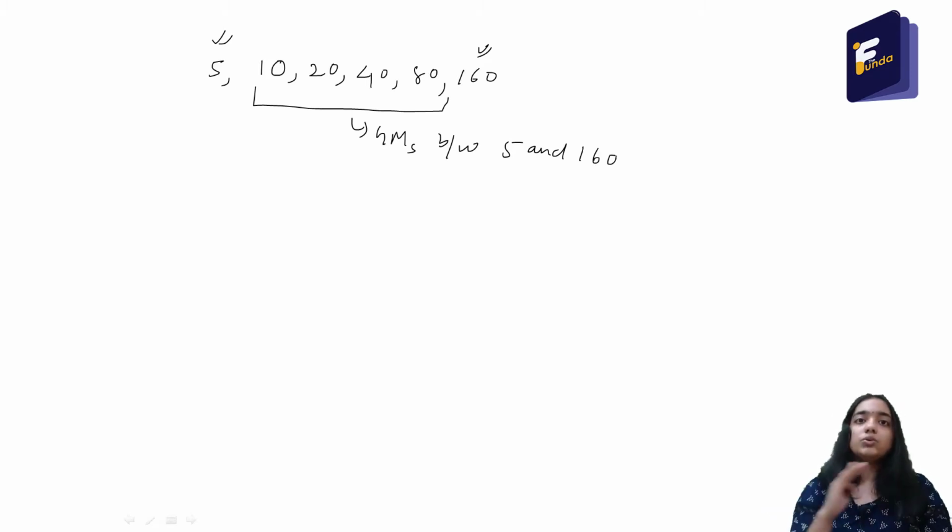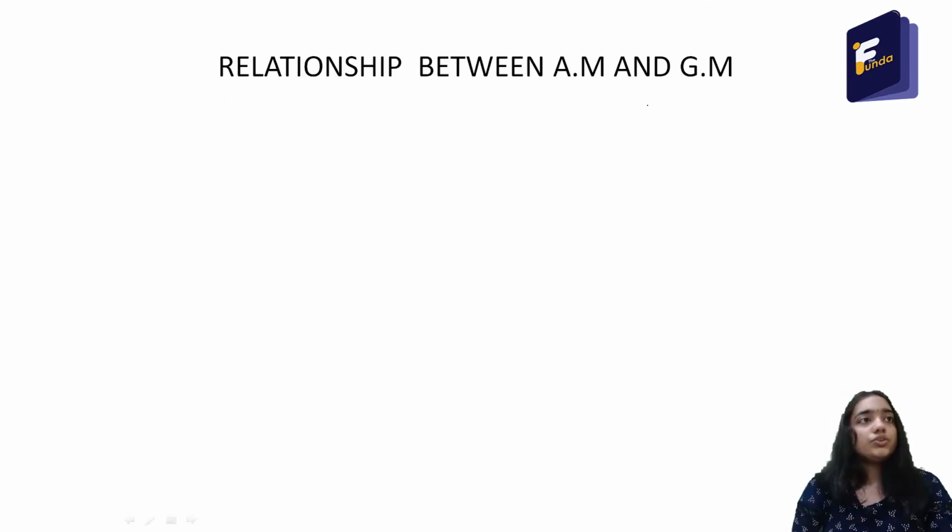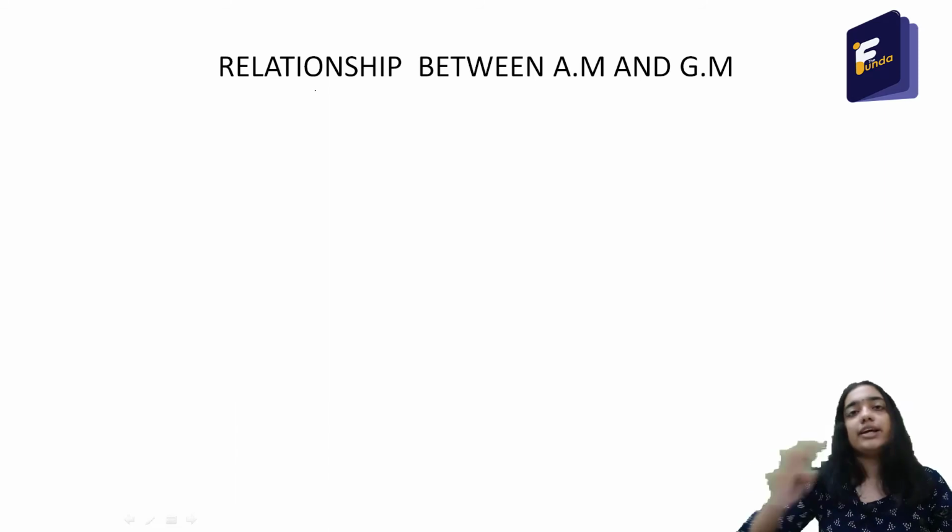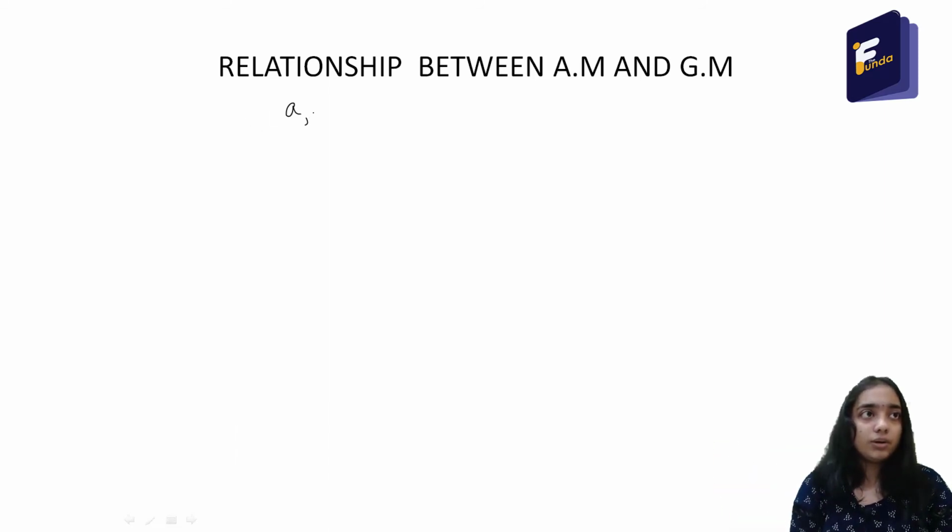So like this you are going to solve the questions related to inserting a given number of geometric means between two numbers. Okay. So now we will learn about the relationship between arithmetic mean and geometric mean. To derive the relationship, let us take only two numbers. Then we can just generalize it for all the numbers. So let us take two numbers a, b.